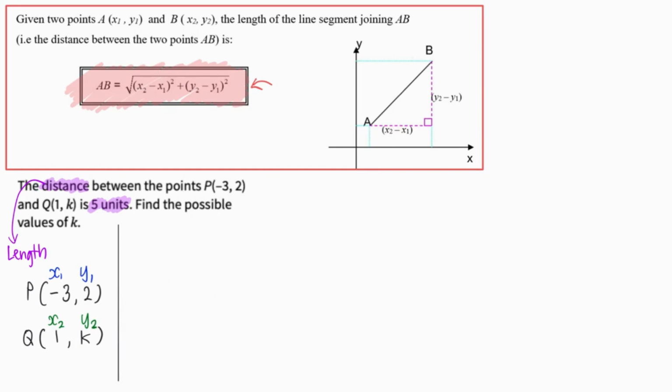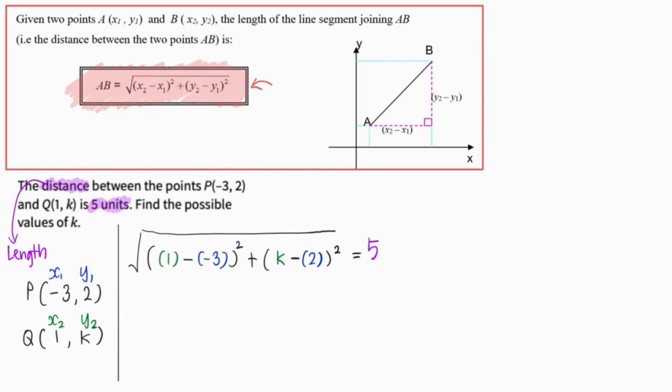But PQ at the same time is also equal to, if I apply the formula to find length PQ, it will be 1 minus -3, bracket squared, my x1 minus x2, plus my y2 minus y1, in this case k minus 2, bracket squared, and this happens to be 5.